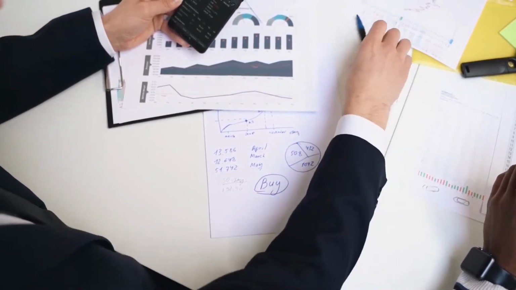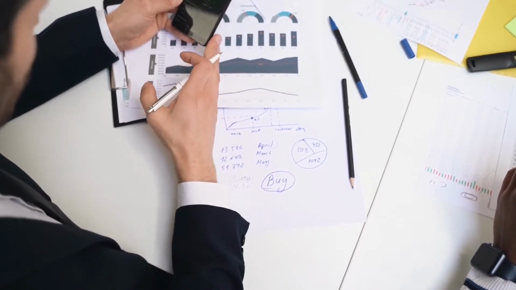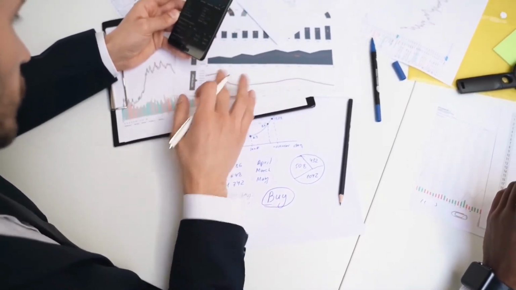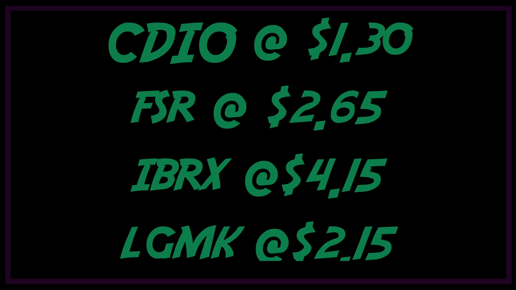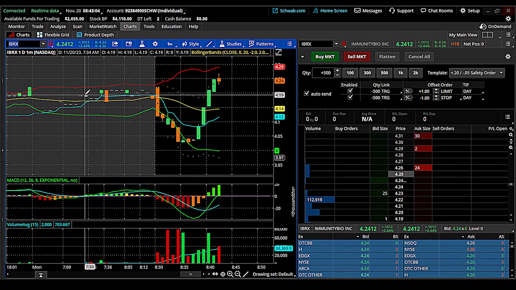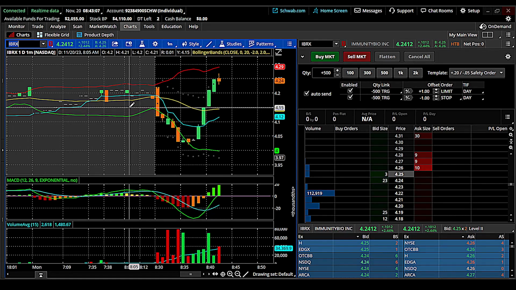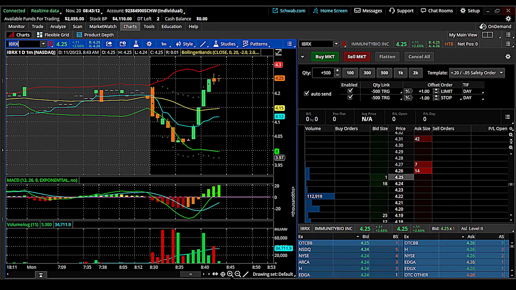So I start poring over these charts, looking for stocks with these qualities, and I started off with 10 stocks that caught my eye, but soon dwindled it down to 4. Those 4 were CDIO at $1.30, FSR at $2.65, IBRX at $4.15, and LGMK at $2.15. Now there were other stocks that were catching my eye. However, they were either too expensive on a 5-minute chart, or they just weren't moving in a way that I liked. Once I find a stock that I'm interested in, I start analyzing the charts.